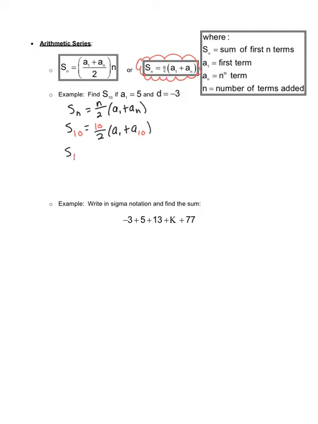So S10, 10 divided by 2 is 5. Got A1 plus A10. So the pieces of information that I need to figure out this number are A1 and A10. It gave me A1, but it did not give me A10. So I've got A1 is 5 plus A10.